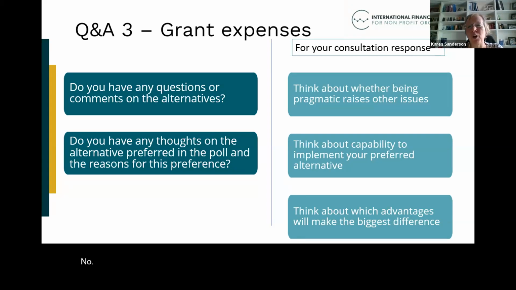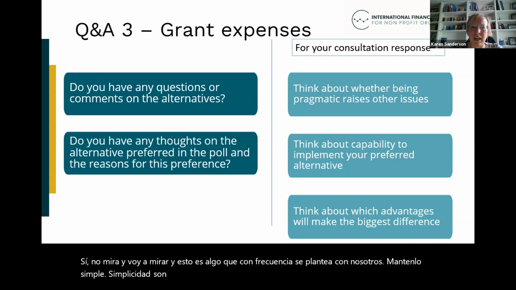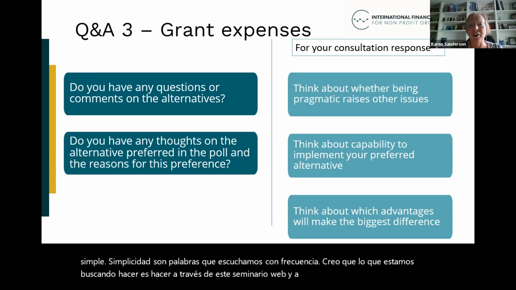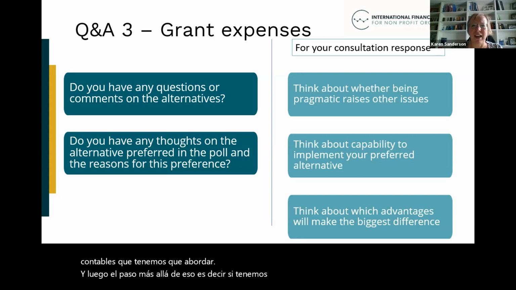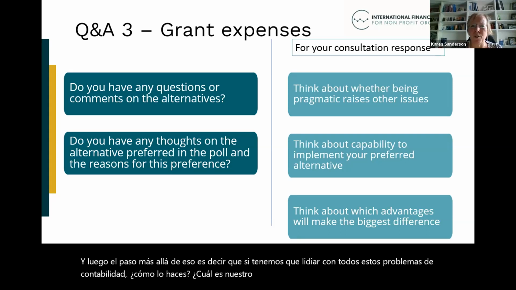No, look, this is something that frequently gets raised with us. Keep it simple. Simplicity are words that we frequently hear. I think what we're looking to do through this webinar and through the consultation paper is to bring to life, if you're starting with international frameworks, the types of accounting issues that we need to deal with. And then the step beyond that is saying, well, if we've got all of these accounting issues to deal with, what is our best step forward in providing guidance for non-profit organizations?